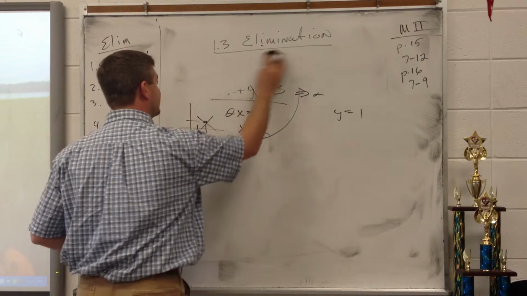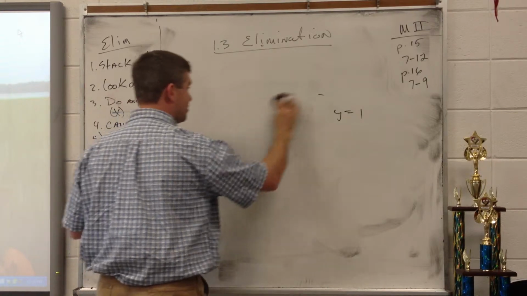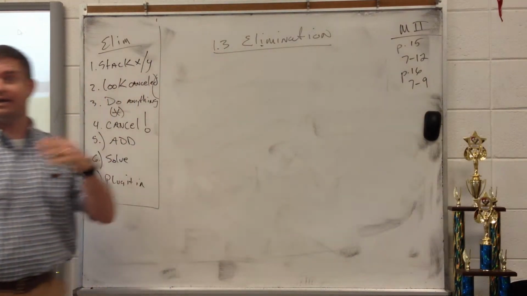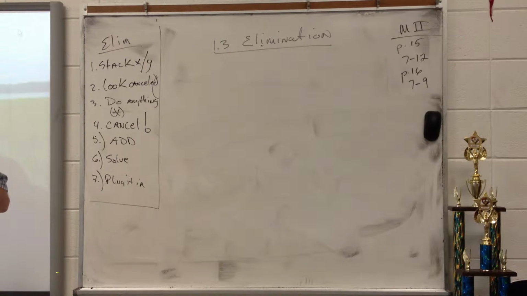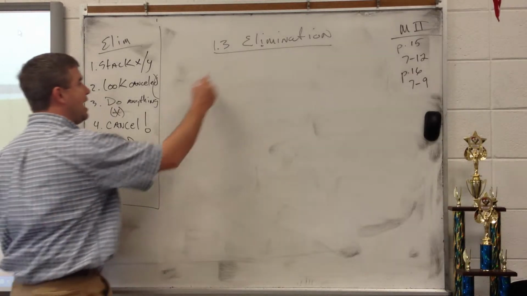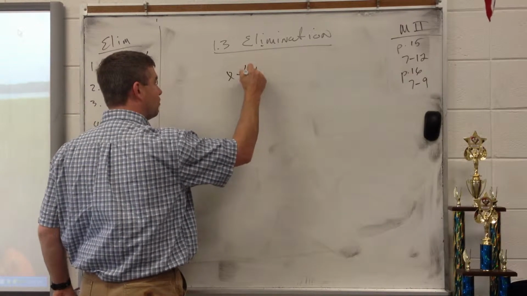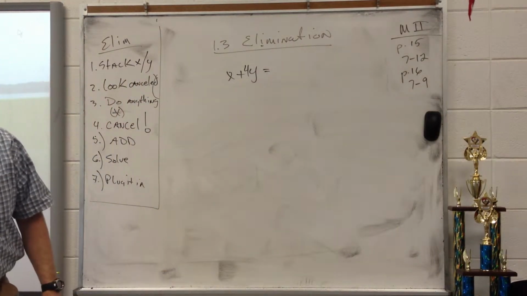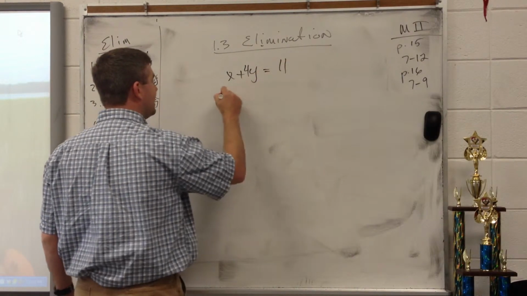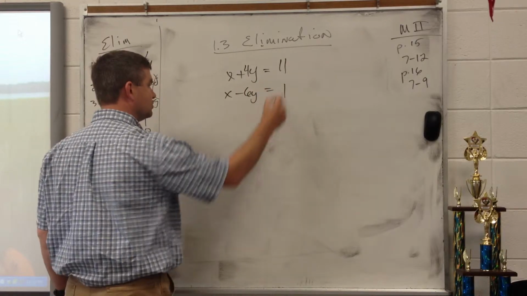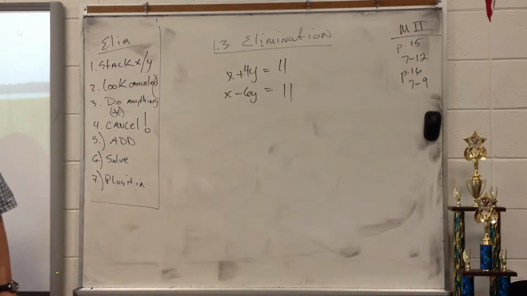How would it be a harder example? What could I do to make it harder? Instead of negative y and positive y, what could I do to make it a little harder? We're going to have to do something, right? It's not going to be just set up for us, ready to go, ready to eliminate. Let's do this one. x plus 4y is equal to 11, and x minus 6y is equal to 11.